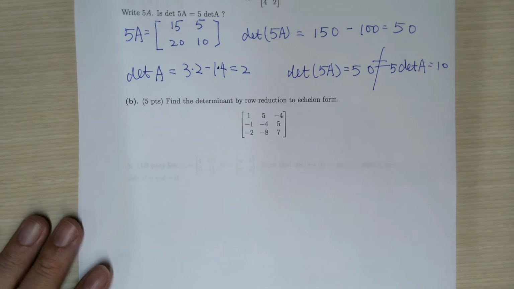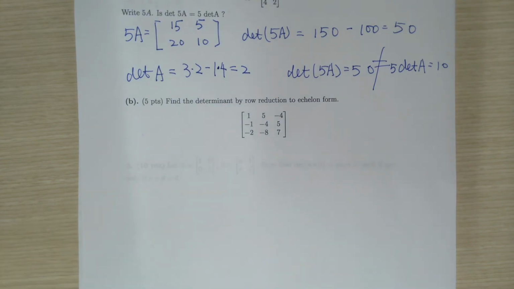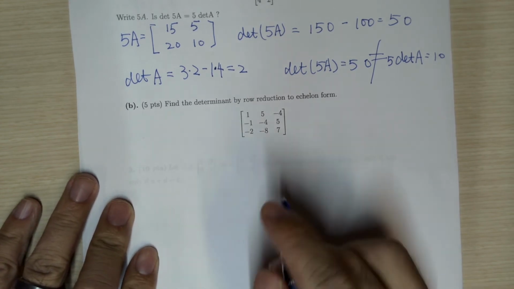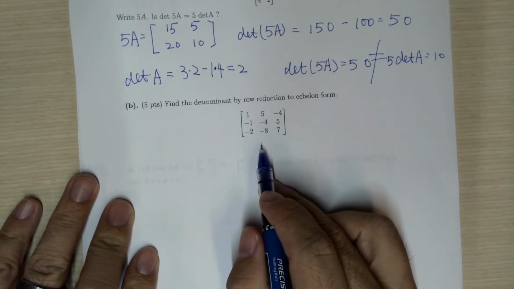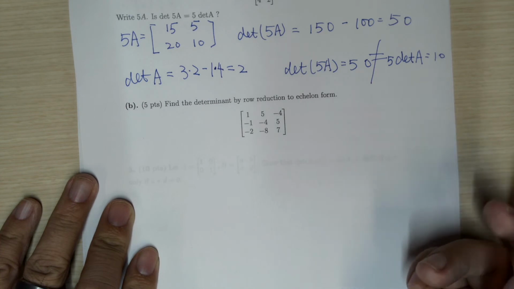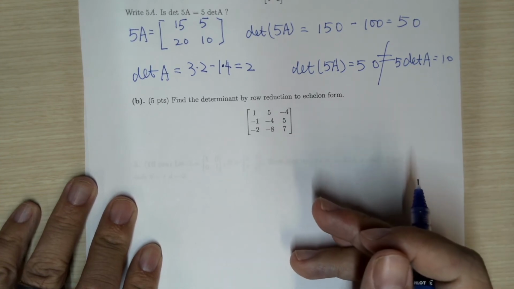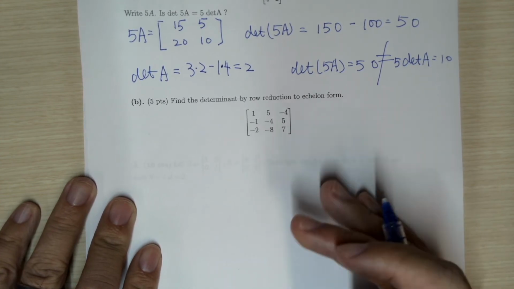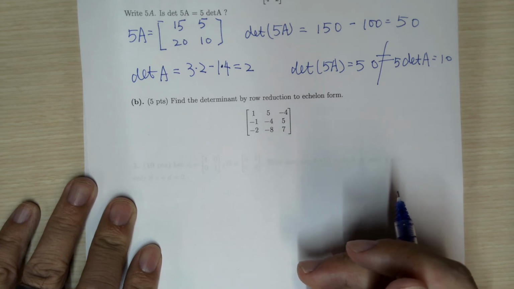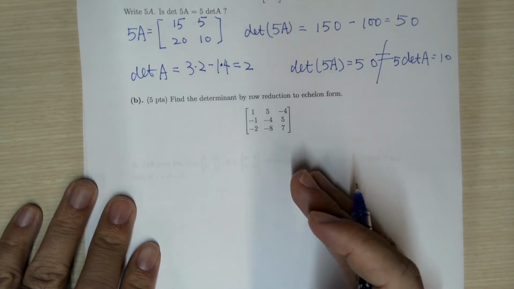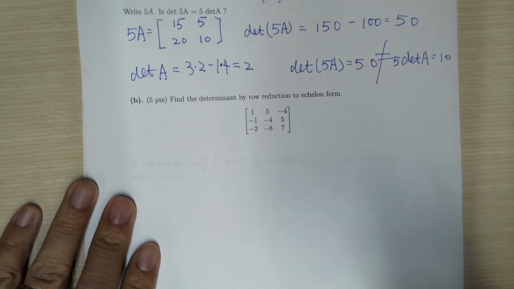Part B, find the determinant by row reduction to echelon form. Keep in mind that when you multiply one row and add it to the other one, the determinant stays equivalent. If you do a swap, the determinant is going to be the negation. But if you multiply any row by a scalar, it's going to be the scalar multiple of the determinant of the new matrix.